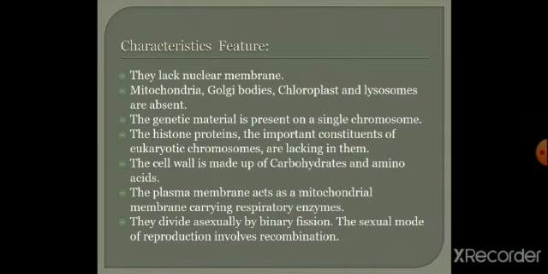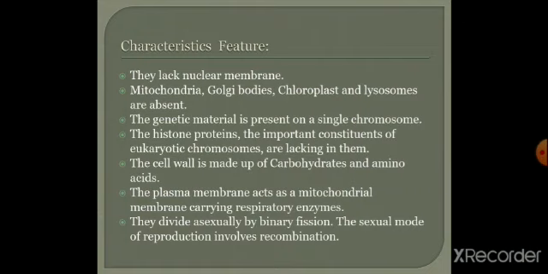Let's see the characteristic features of the prokaryotic cell. A typical prokaryotic cell lacks a nuclear membrane. Lacks nuclear membrane means the nuclear membrane will not be present. Mitochondria, Golgi bodies, chloroplast, and lysosomes are absent. These are all the organelles that we can see in eukaryotes, but absent in the case of prokaryotes.